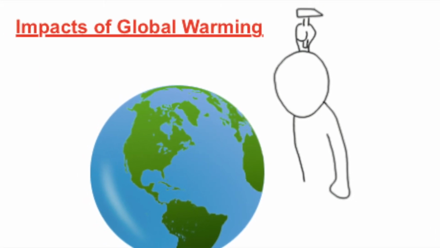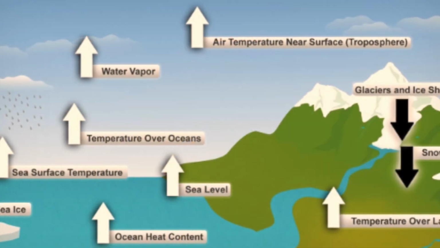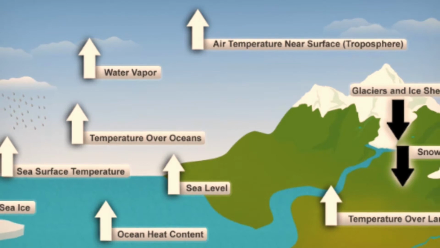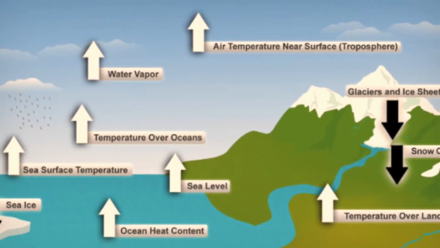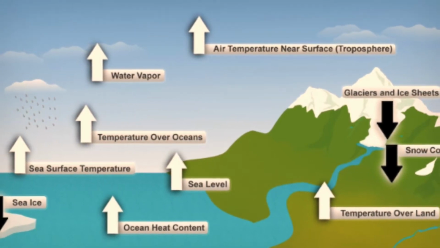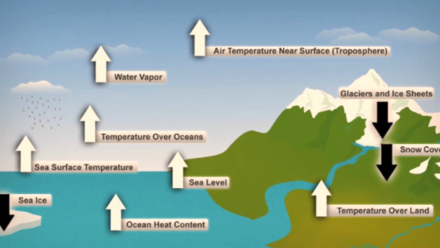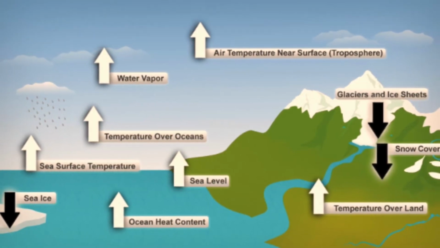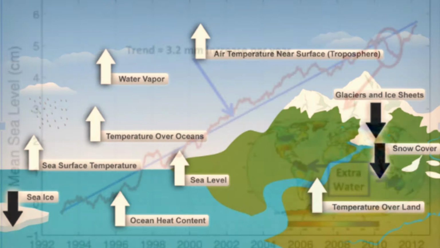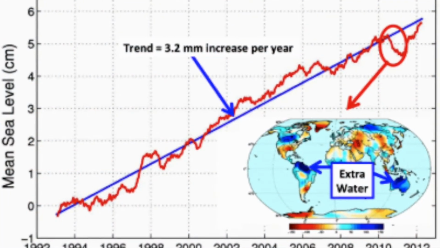Lastly, what are some impacts of global warming? Some impacts of global warming include melting glaciers, rising sea levels and temperatures, and an increase in sea surface temperature. Humidity, temperatures over sea and land, and air temperatures are also rising dramatically. Because of the big increase in melting ice caps, the sea levels are rising.